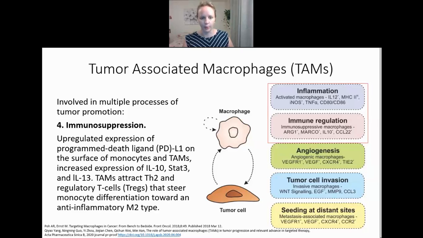attract and recruit the T cells, the T regulatory and T helper cells that can also perpetuate the M2 phenotype and recruit more monocytes to get an even more anti-inflammatory, immunosuppressive tumor microenvironment.